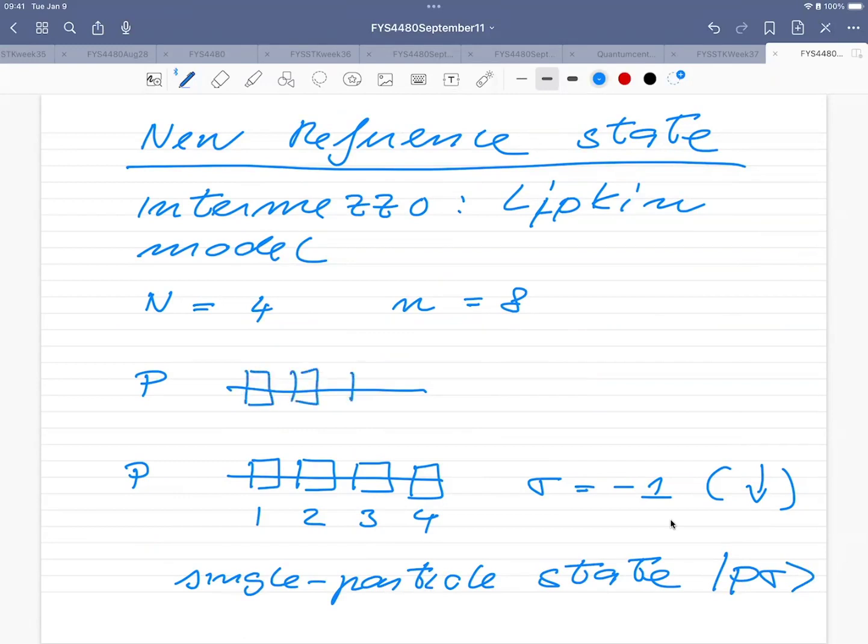Now, up here, we have the same boxes, the spin values, so we just put that to +1, and we would typically label that with an upgoing arrow.